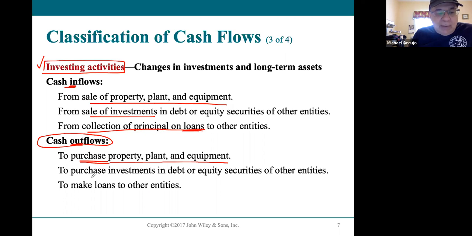But they also can purchase investments. They can purchase bonds, which is a debt security, or stock in other companies, which is an equity security. And so, of course, when they purchase that, that's cash going out. And like I was saying up here, when we collect the loans, that's an inflow. When we make loans to other companies, that's a cash outflow, but it's an investing activity because we are going to be earning interest on that, and it's an investment. We make the loan as an investment.